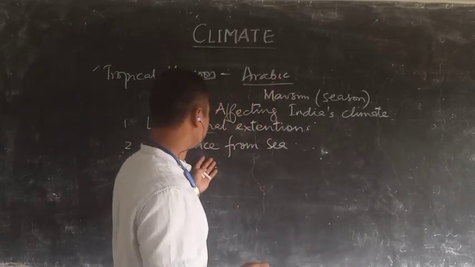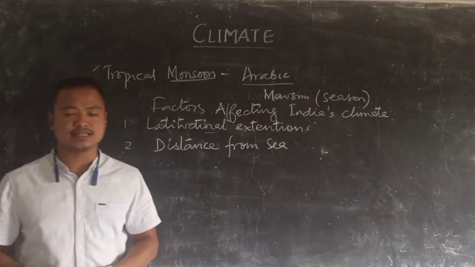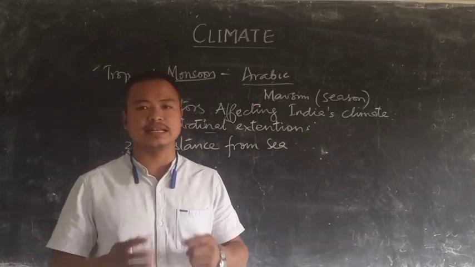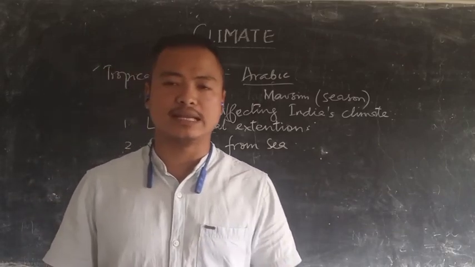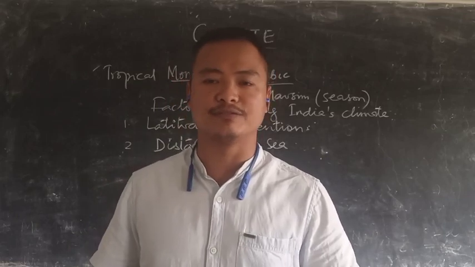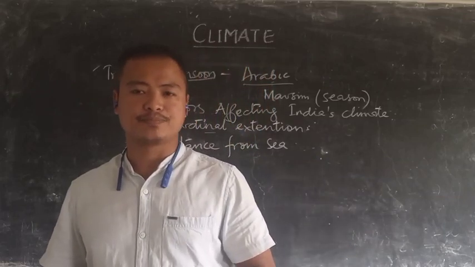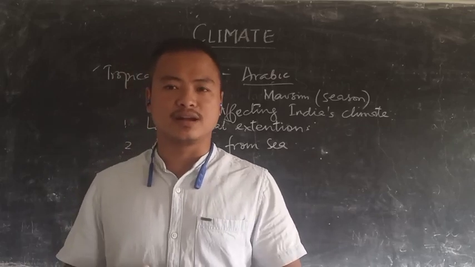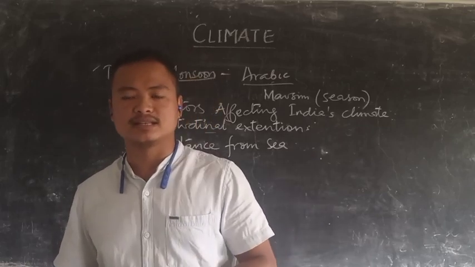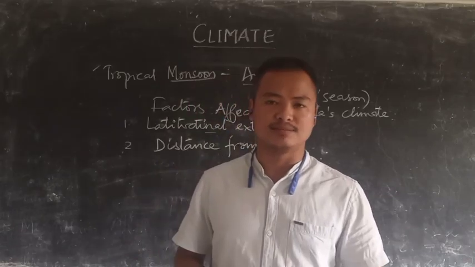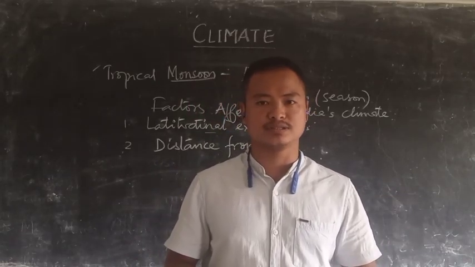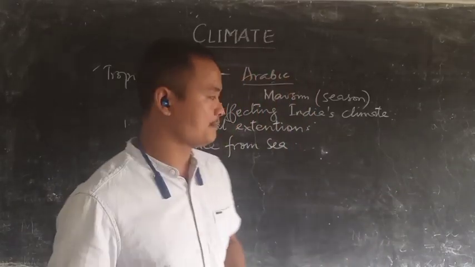But any place that is located far away from the water bodies tends to experience the continental type of climate. A continental type of climate is characterized by very high temperatures during summer and very low temperatures in winter. In other words, the range of temperature in the continental type of climate is higher as compared to moderate conditions.